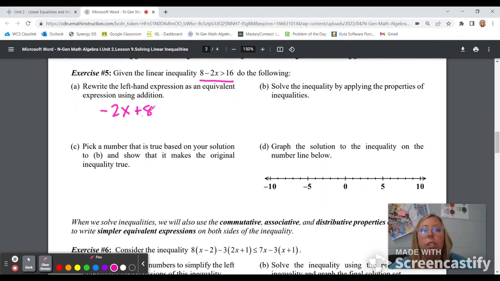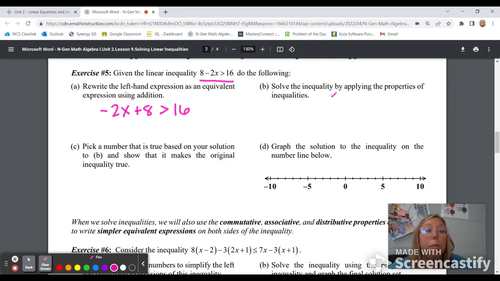That's what they're talking about when they say an equivalent expression using addition. They just wanted you to reverse the order. That just makes it a little bit easier to see exactly what steps you're supposed to do. But if you can see what step to do without having to rewrite it, that's totally fine. So now that we have negative 2x plus 8 is greater than 16, it's apparent that the first thing that needs to go is the plus 8.